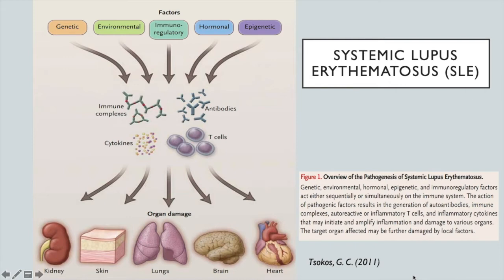In short, SLE is a complex autoimmune disorder which is believed to be multifactorial in its pathogenesis. Various factors such as genetic, environmental, immunoregulatory, as well as hormonal factors are believed to play a role in the generation of autoantibodies, immune complexes, inflammatory cytokines, as well as T-cell activation, which in turn cause various organ damage in patients with SLE.